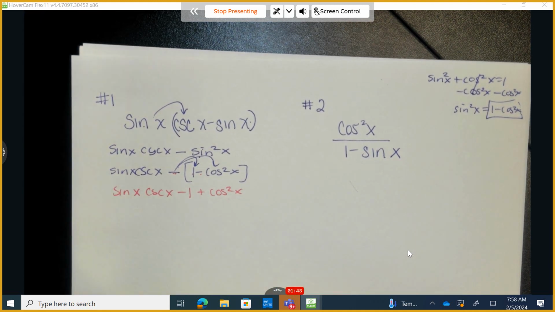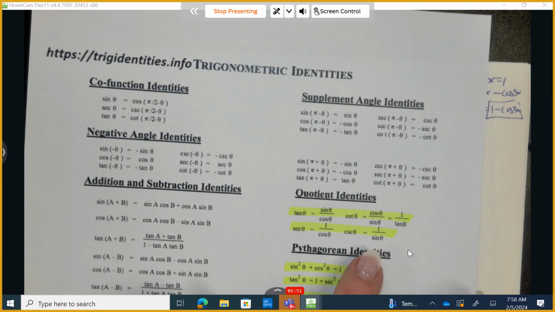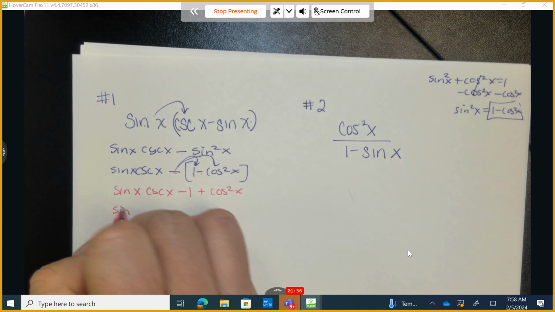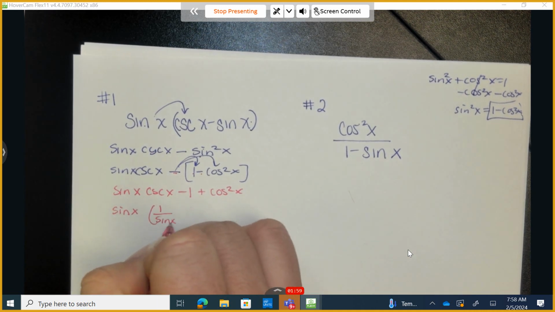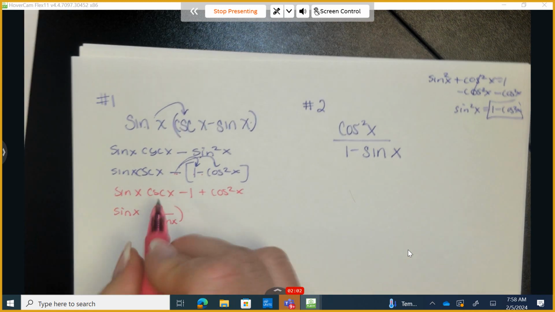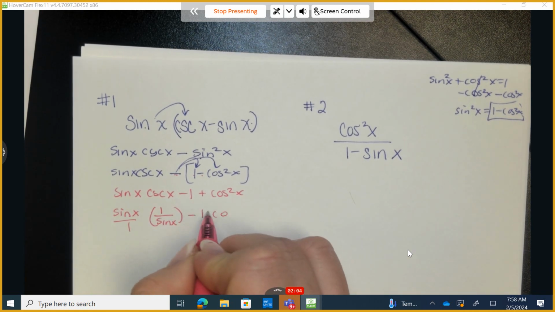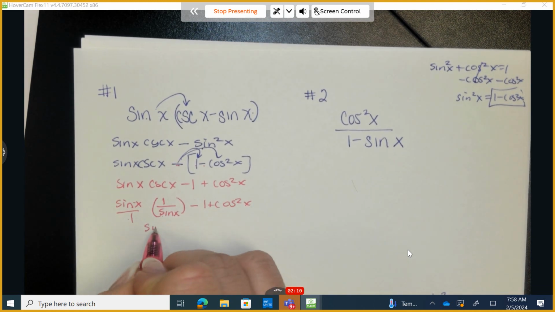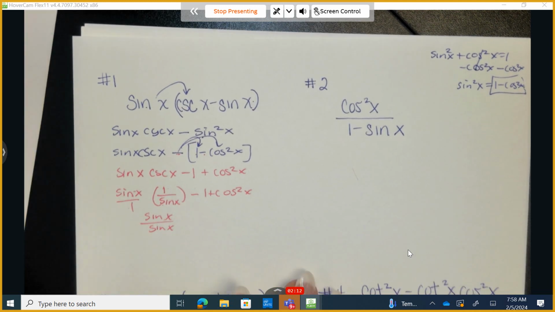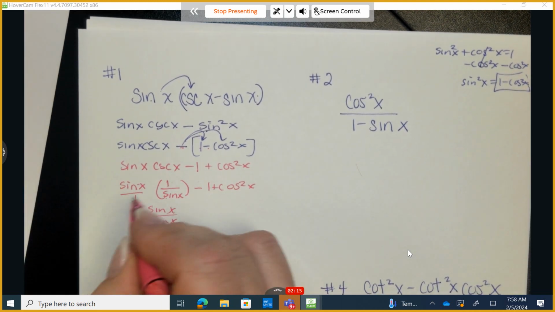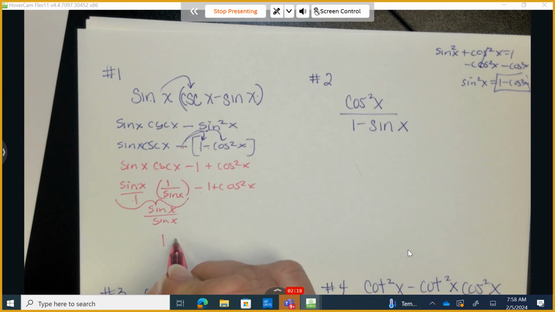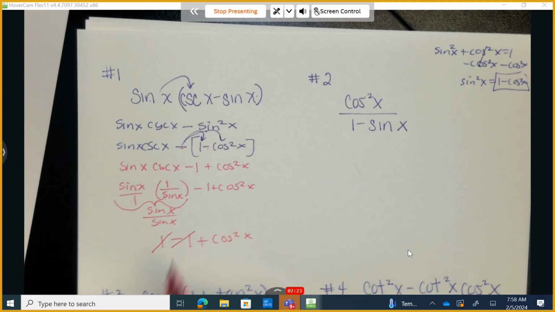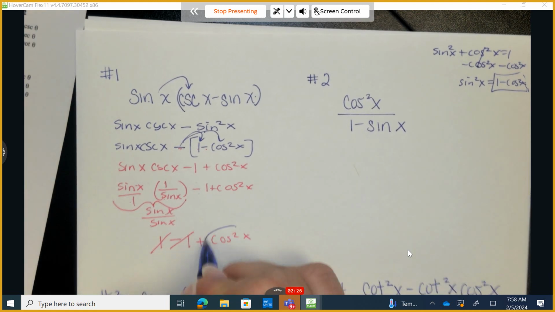I know, looking at this paper, that cosecant is the same as 1 over sine. So I'm going to rewrite the cosecant as the sine of x times 1 over the sine of x, minus 1 plus cosine squared x. Now when I multiply, I get sine of x over sine of x, and when you have the same value divided by itself, you get 1. So this region equals 1. 1 minus 1 plus cosine squared x. The 1s are eliminated, and I'm left with cosine squared x.